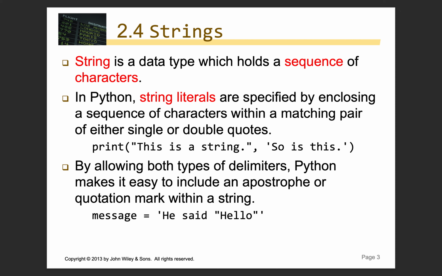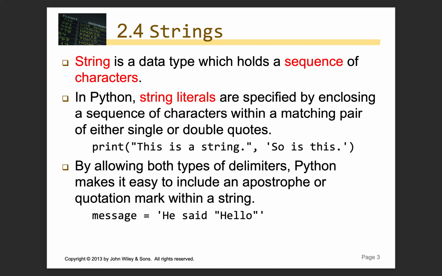In Python, string literals are specified by enclosing a sequence of characters within a matching pair of either single or double quotes. So this is a string section here. It's being enclosed by a pair of quotation marks. There's one, and there's the second, enclosing it. But we can also use single quotation marks, which is the same as the apostrophe key. So this section here, in between these two apostrophes, with a full stop, is also a string.